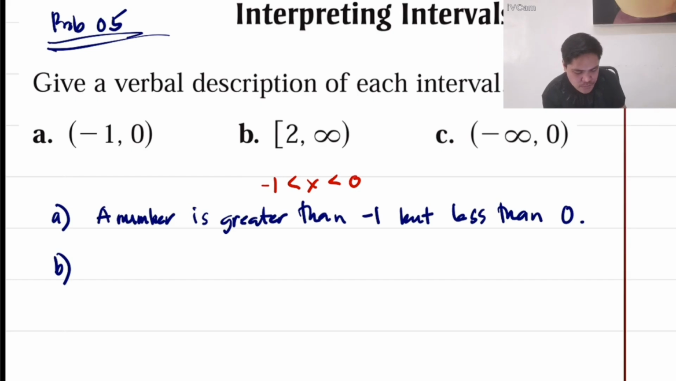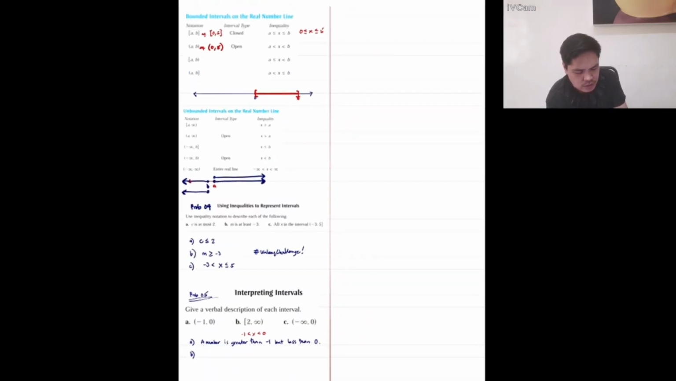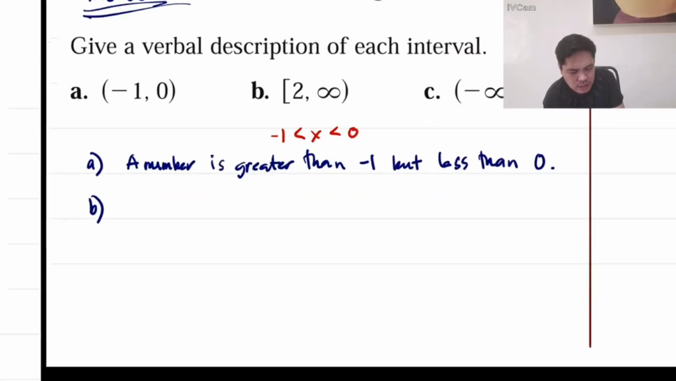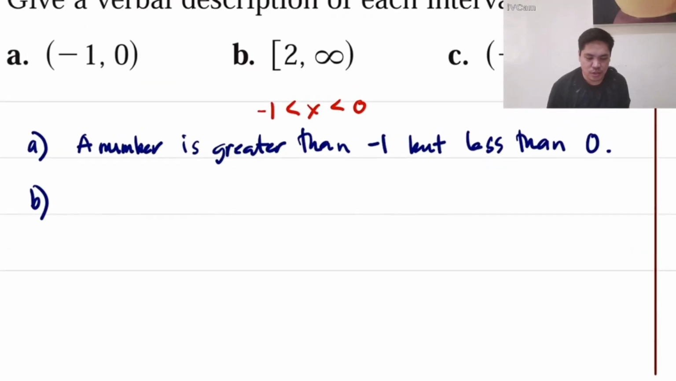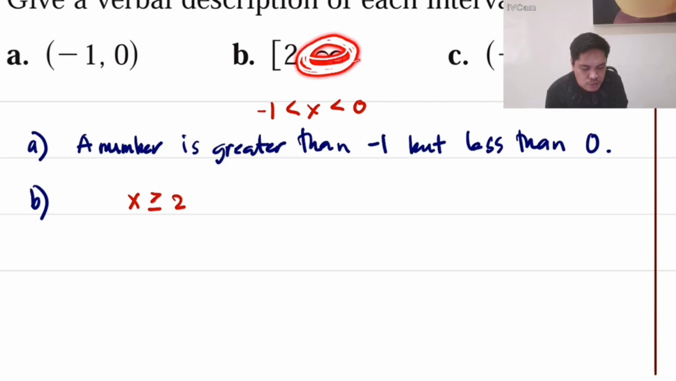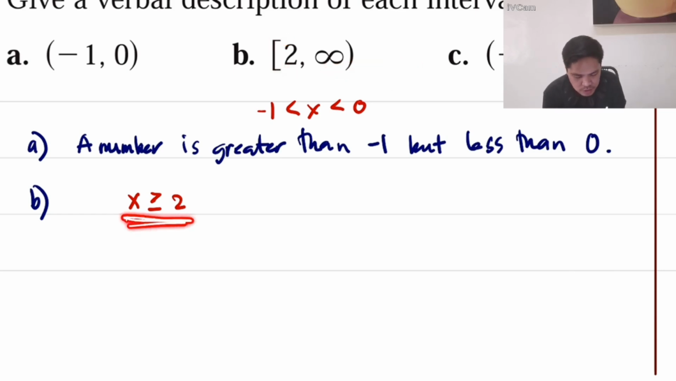How about letter B? Let's first write the inequality notation. Letter B would be 2 then infinity. What does it mean when it's 2 then infinity? It means all numbers to the right. It's closed at 2, meaning 2 is included in that interval. So that means the number is greater than or equal to 2. All very large numbers to the right are included, and 2 is included.